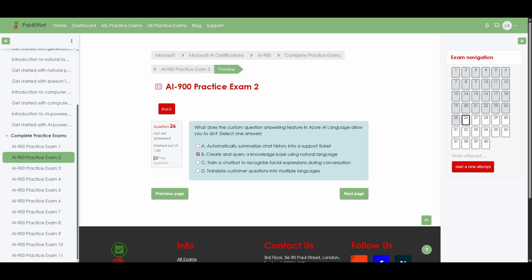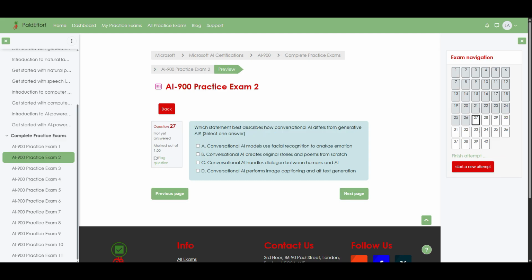Next, option C is about recognizing facial expressions, which falls under vision-related services. Azure AI Language doesn't deal with visual input. Lastly, translation capabilities, as mentioned in option D, are handled by Azure Translator, not the question answering feature. So overall, if your goal is to let users ask questions in natural language and get answers from a structured source like FAQs or manuals, this feature is exactly what you need.